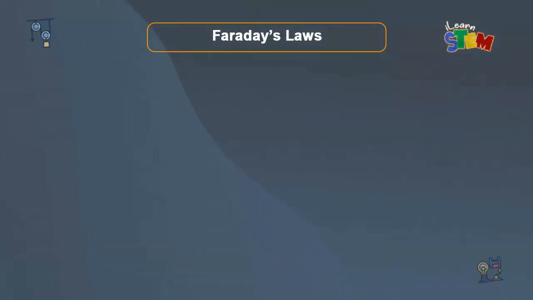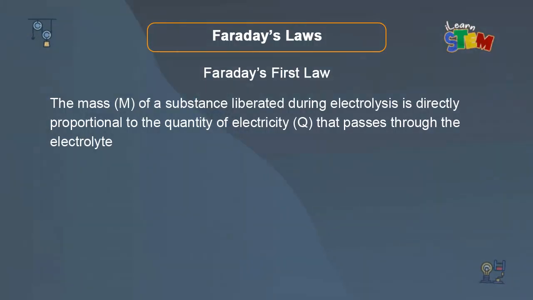Our second objective, Faraday's first law, tells us how much of a substance, like a metal, is deposited or liberated during electrolysis. It states that the mass, m, of a substance deposited at an electrode is directly proportional to the quantity of electricity Q that passes through the electrolyte. The formula: m is directly proportional to Q.